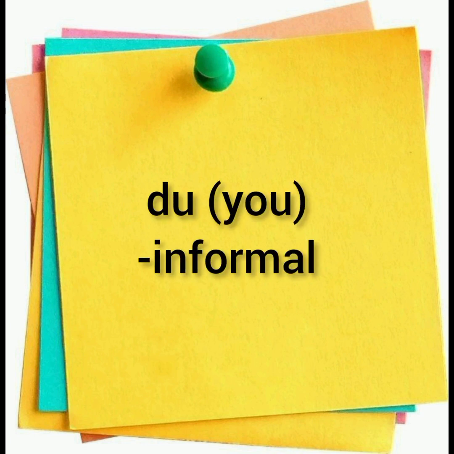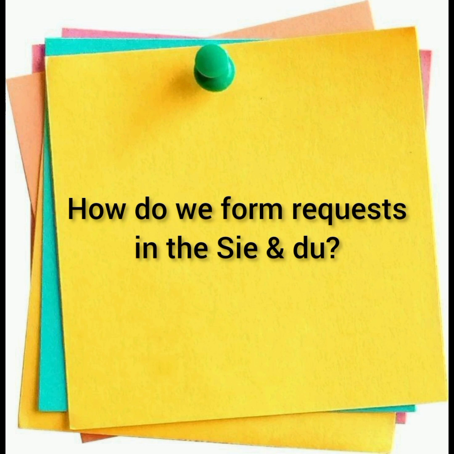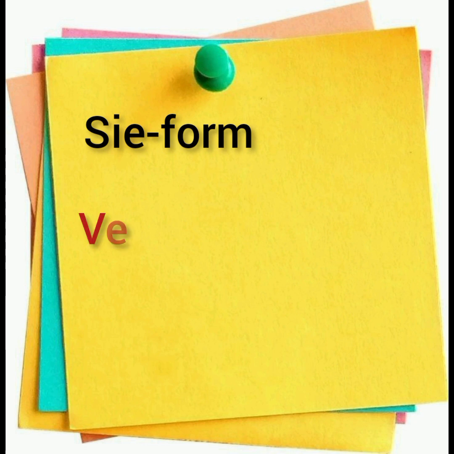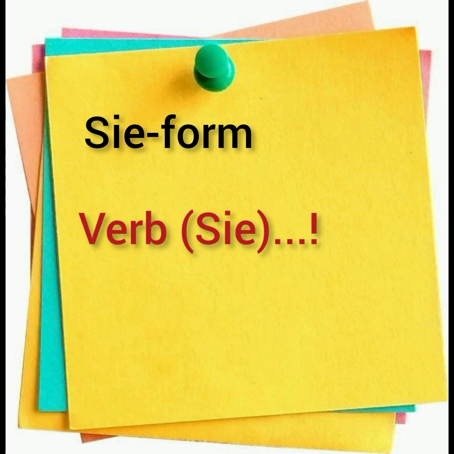Well then, let us individually see how to form the request in the Sie form and in the du form. I will first give the word order. When forming the request in the Sie form, you begin with the verb, and then you follow with the personal pronoun Sie, and then any other thing in the sentence comes right after.